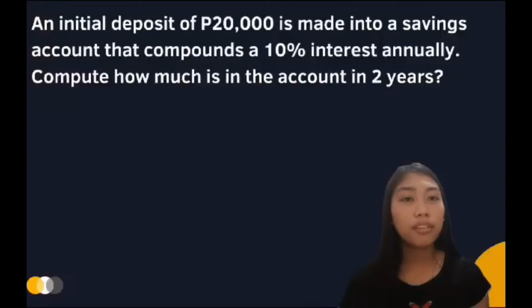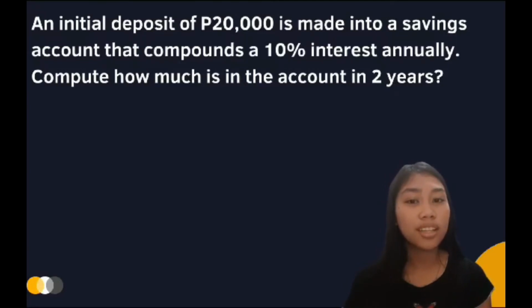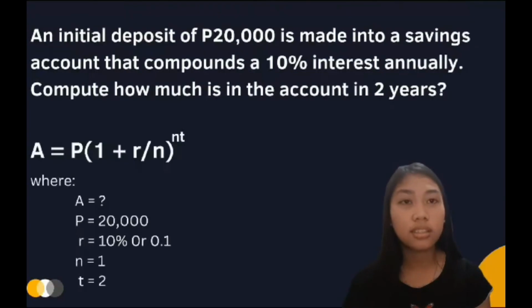Here is an example of compound interest. An initial deposit of 20,000 pesos is made into a savings account that compounds at 10% interest annually. Compute how much is in the account in 2 years. So, we will use the compound interest formula.